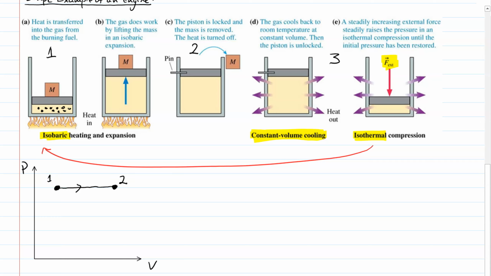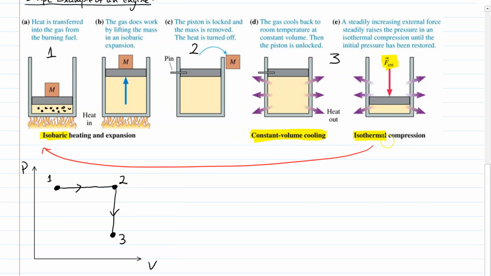Okay, now once I reach state 2, I'm going to take the mass off of it and let the gas cool back down to a lower temperature. So I will let it cool back down to, let's say, here. So this will be state 3. And I'm going to choose it so that the temperature of state 3 is equal to the temperature of state 1. Okay, so now I have constant volume cooling. That's what's going on here.